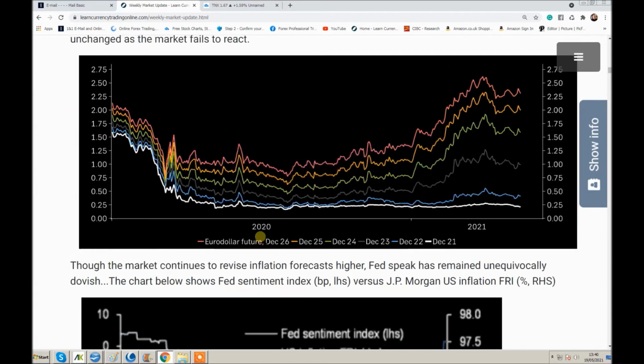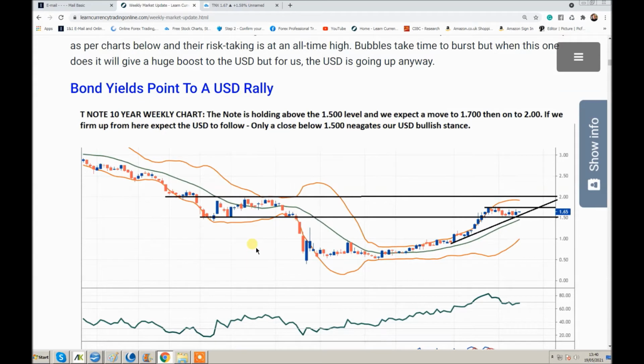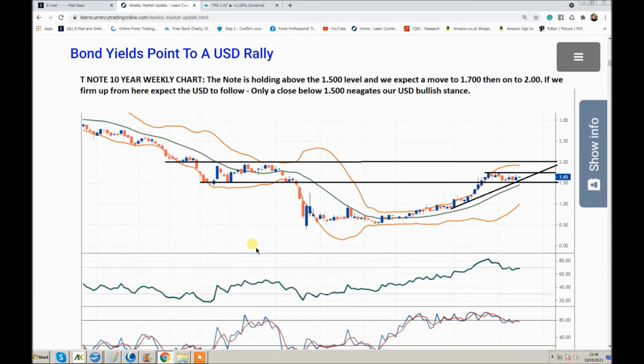Just go to the weekly update and you can see them. Okay, now in relation to the two pairs we're going to look at, let's start first of all with USD-CAD.